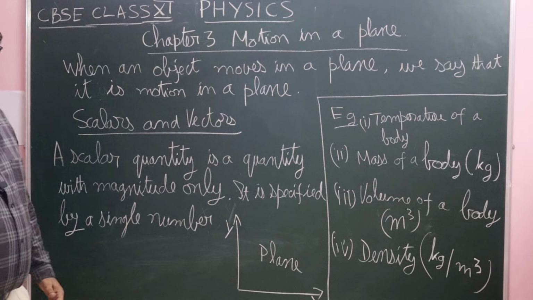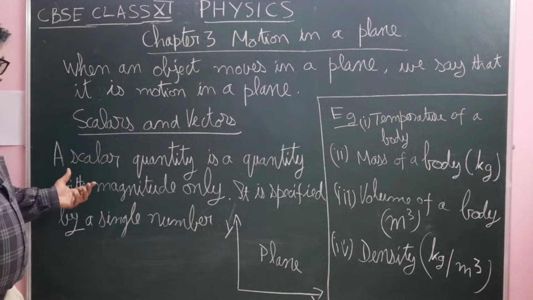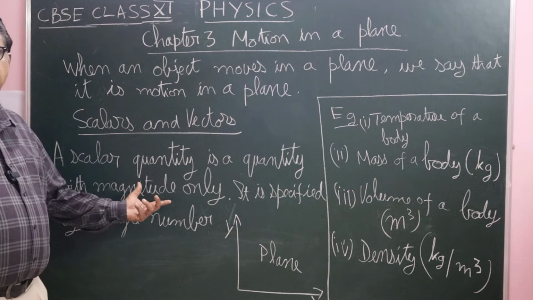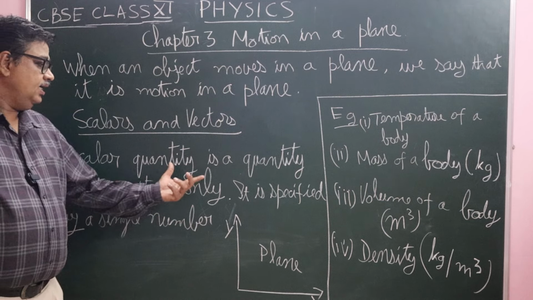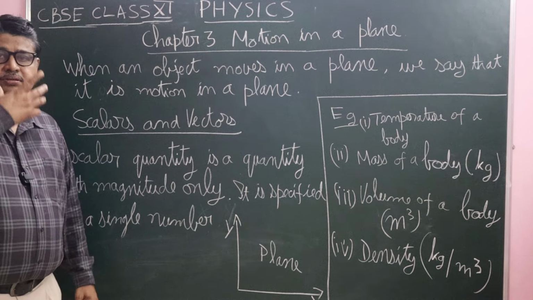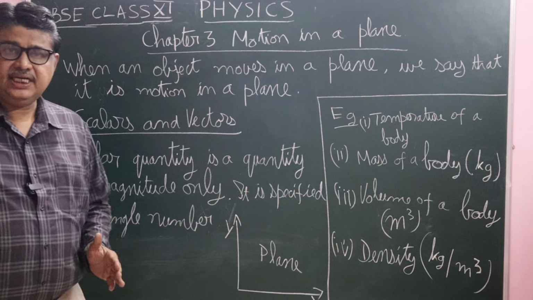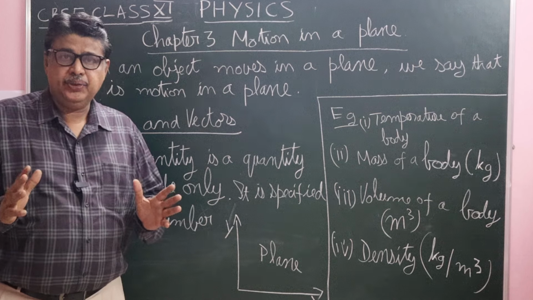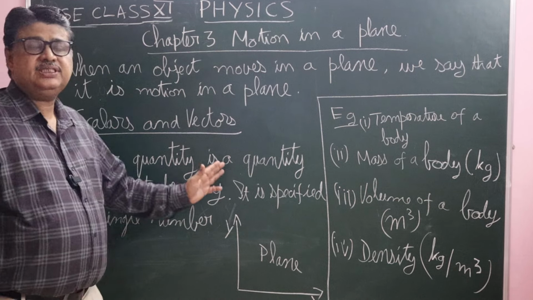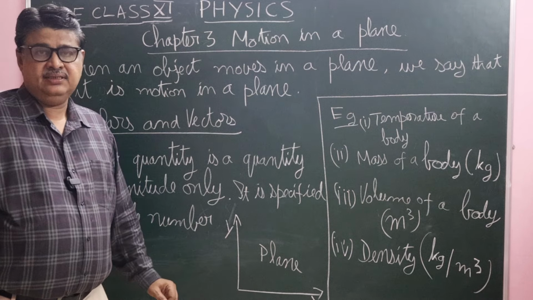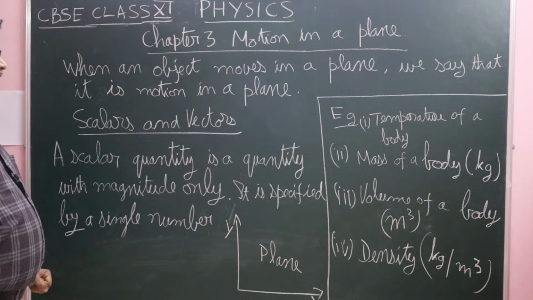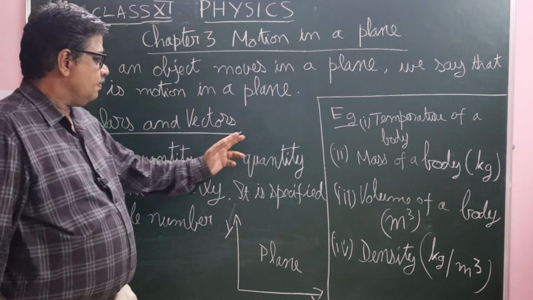First let us see what are scalars. A scalar is a quantity with magnitude only. It is specified by a single number. So a scalar is a quantity which has got only magnitude. That means there is no direction. We don't specify any direction. That quantity is called a scalar. Right. So what are the examples?